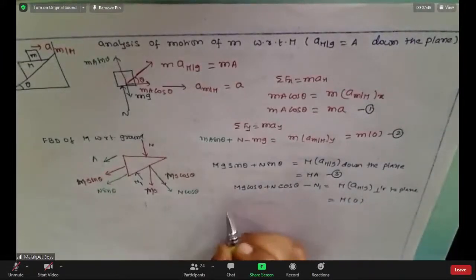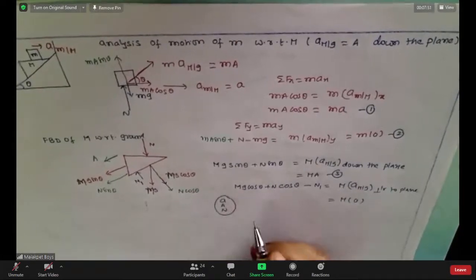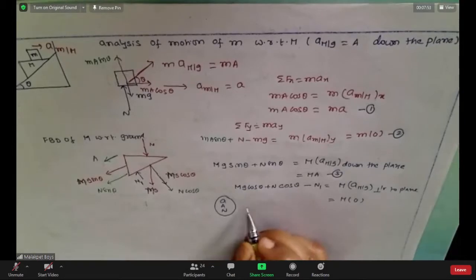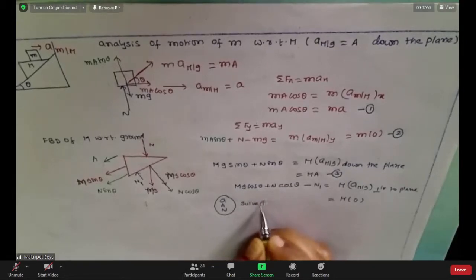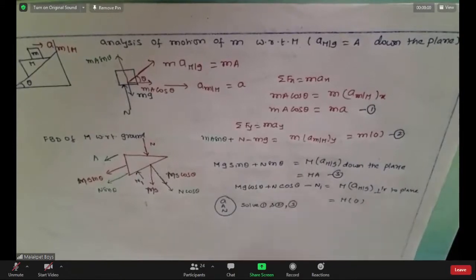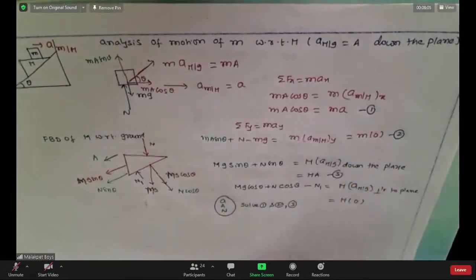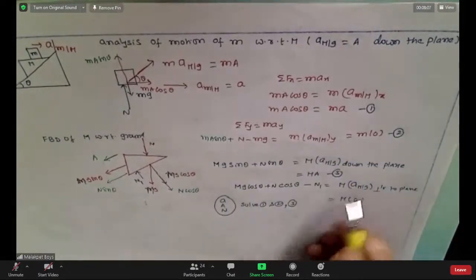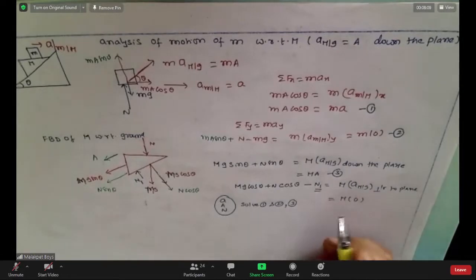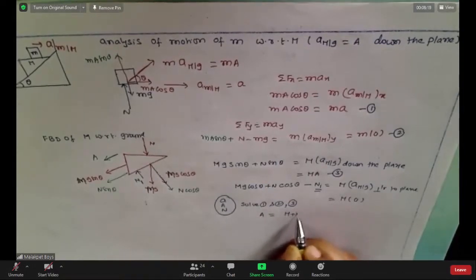How many unknowns are there? Small m, capital M, and acceleration. That's all, no? Cancel those small m, sir. A cos theta is equal to A. Okay, this equation is not required because if you take that again, an unknown is coming. So if you solve this, you will get A. Agreed? As before, what you got previously, same thing you get.